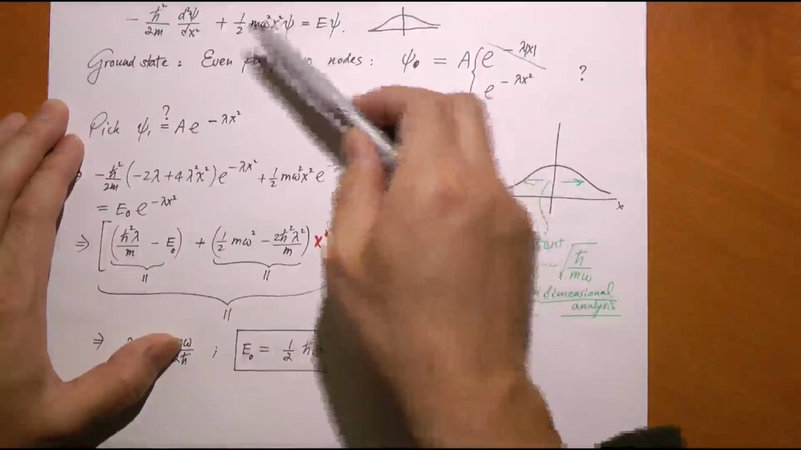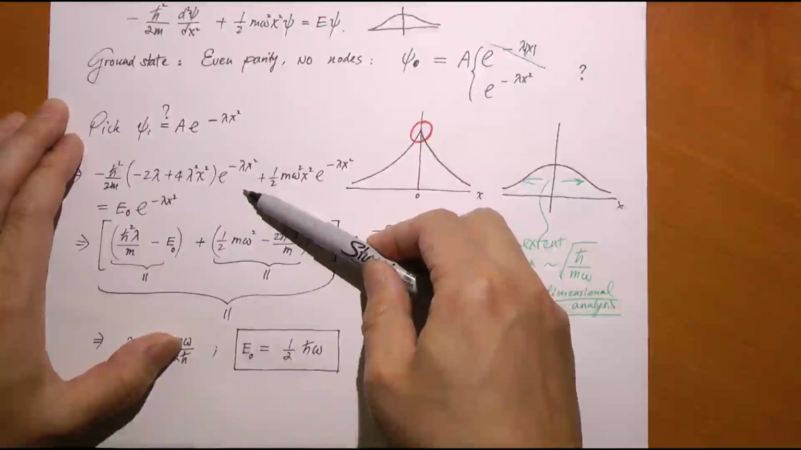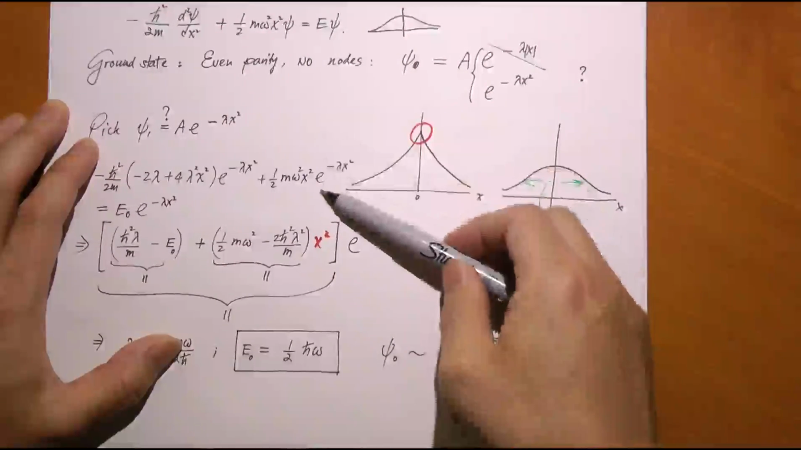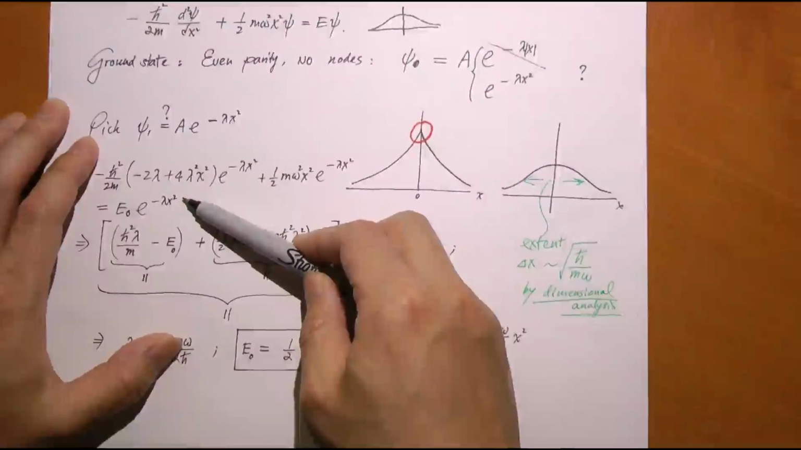So you replace psi 1, psi 1, psi 1. You have to take two derivatives, and here's the answer. You take two derivatives. And here you just copy. Okay, psi 1 equals e to the negative lambda x squared. The next side, you just copy.